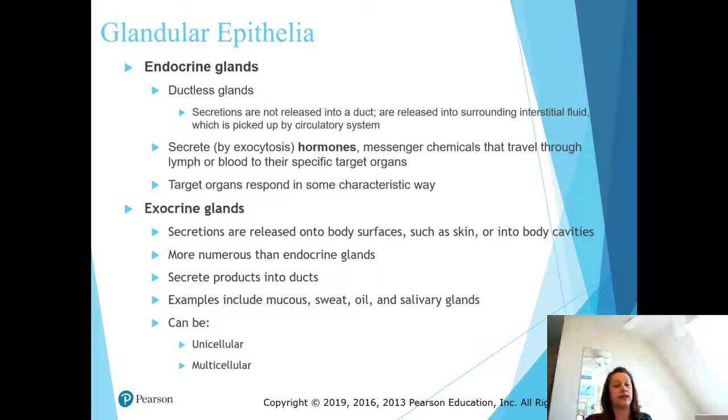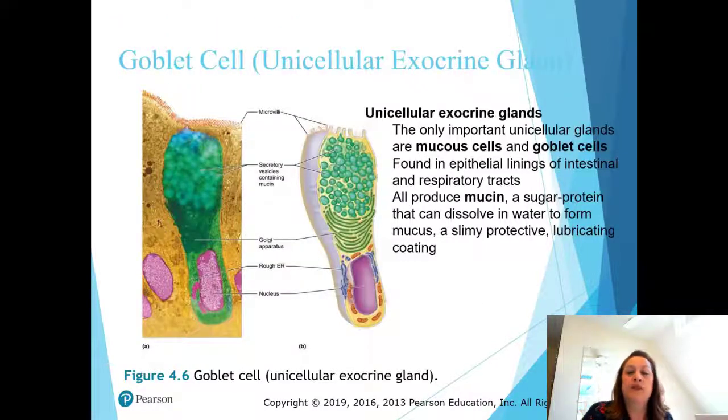We can have uni or multicellular. So there are some differences between the different types. This is a unicellular exocrine gland called the goblet cell. The goblet cell looks like you could hold it from the purple, and it looks like a goblet. It is going to produce what's called mucin, and mucin is a sort of precursor to mucus. Mucus is in our intestinal tract, in our respiratory tract. The point of mucus is to protect. In the stomach, for example, the mucus protects the stomach lining from the acid environment of the stomach.